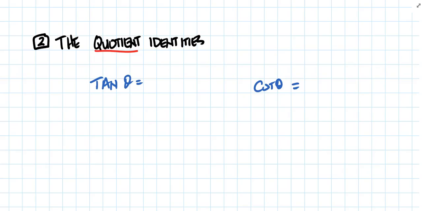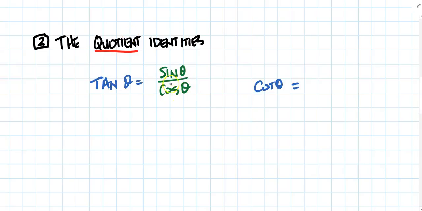Okay, box number 2 is called the quotient identities. There are only 2 of these. The tangent of theta can be rewritten as the sine of theta divided by the cosine of theta. So these 2 things are equal. We have an equivalence statement here. Notice this is not a reciprocal because it's not 1 over something, but rather it's 2 trig functions being divided by each other. So we call it a quotient identity.